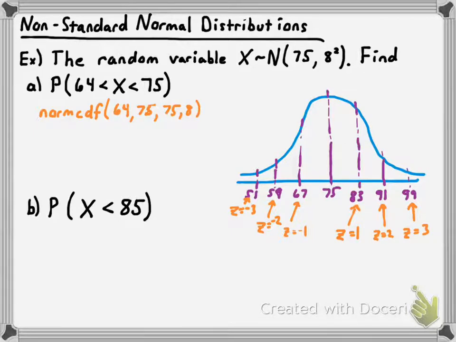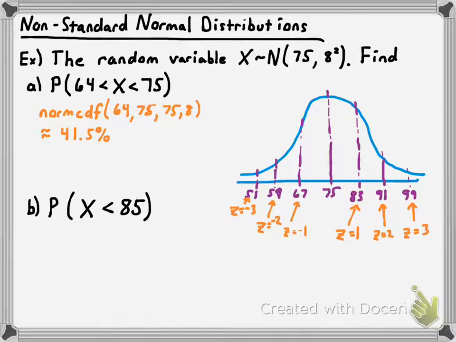Now just use your calculator and it will tell you what percentage of the data values fit between those two numbers. You can write your answer in decimal or percentage form. I'm going to write it as a percentage here. About 41.5% of the data values fall between 64 and 75 under this normal distribution. So, a 41.5% chance that a value would be between there for that random variable x.